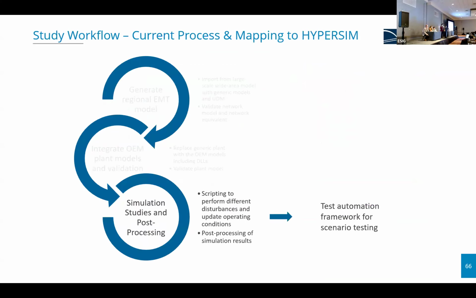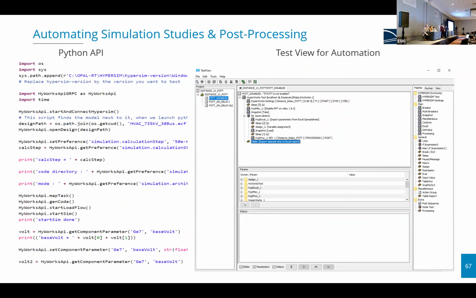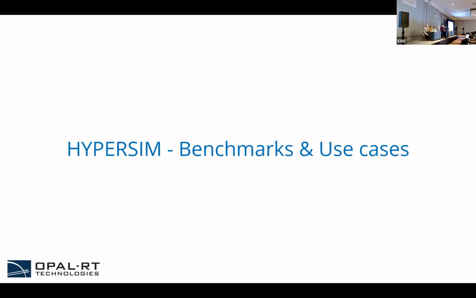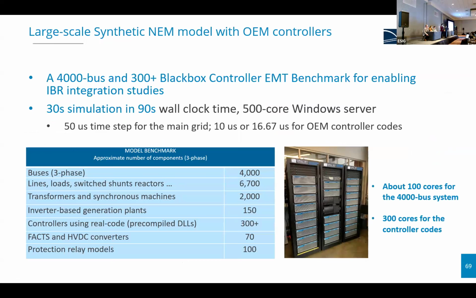So to be able to simulate different scenarios to have a very high test coverage, it is important to have test automation to help with that. In this case, we have a Python API that can be used to change parameters, change operating conditions, and then generate test reports. And in the software itself, we also have a test view, which is embedded. So it's a pre-packaged function, so you don't deal with the code, but you just put different steps together to form a test automation script.